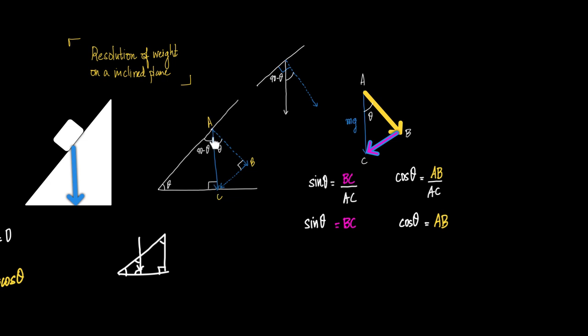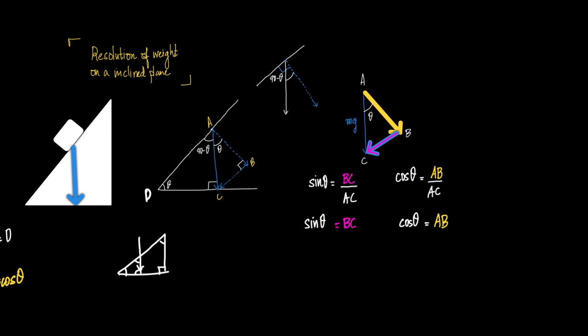So we have the weight vector here. This angle is theta. Weight was acting perpendicularly, so this angle is 90 degrees. So in this triangle, let us say triangle DAC, 90 plus theta, this angle will be 90 minus theta. Now, how are we resolving this? That's also important to understand.